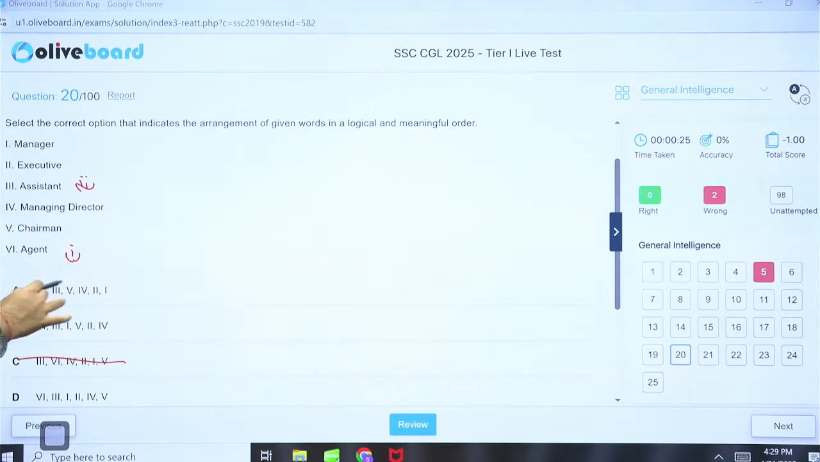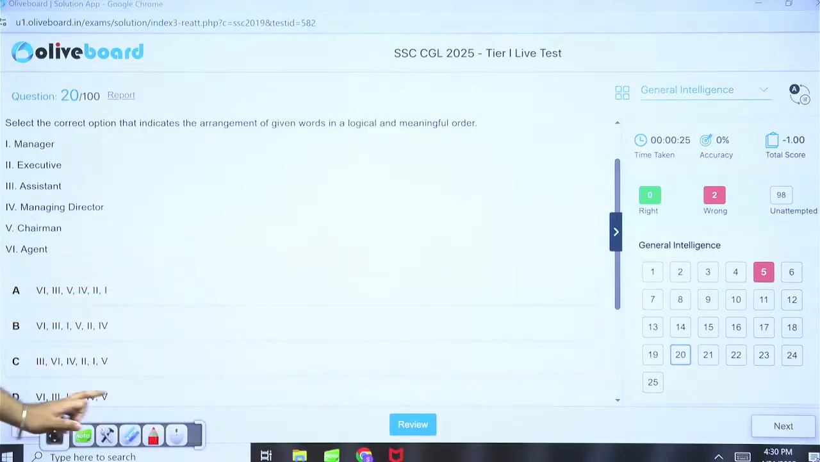Okay. Gone. Next is 5 and 1. 5 is chairman, 1 is manager. Obviously manager will be the next. And next is 5 and 2. 5 is chairman and executive. So we will have executive as the next one. Obviously executive will only be coming first. So this is the correct answer, I believe, option D. So the order is agent comes first, then assistant, then manager, then executive, then managing director, and the last one is chairman. Option D is the correct answer.